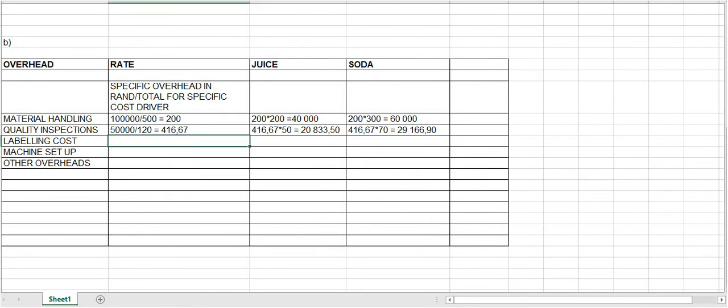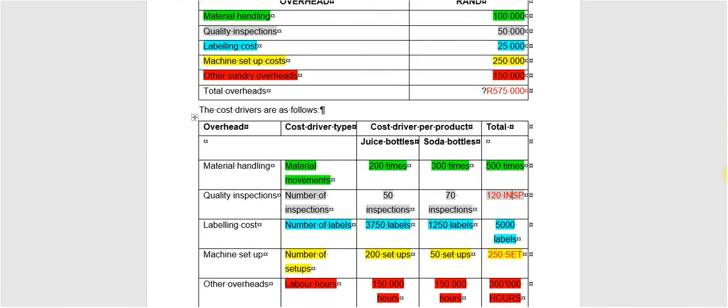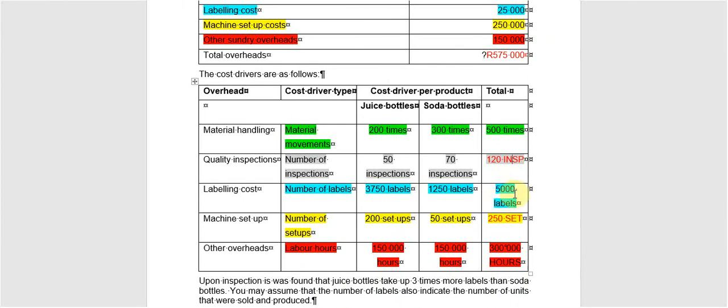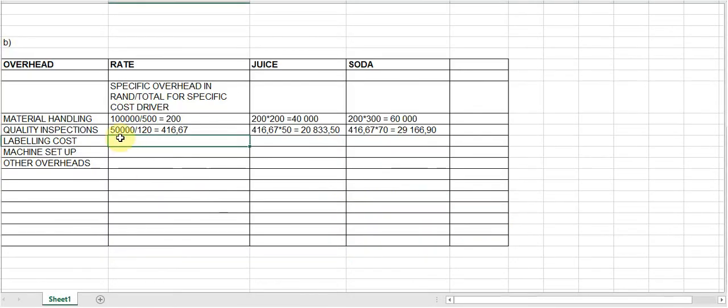Moving on to the labeling cost, we will use the labeling cost, which is in the turquoise, 25,000. We need to divide it by the total cost driver, which was the labels, and that is 5,000. So I'm going to take 25,000 divided by 5,000. If I do that calculation, I get 5. Let's just make sure it's correct. I am not trusting myself today. Yes, it's 5.